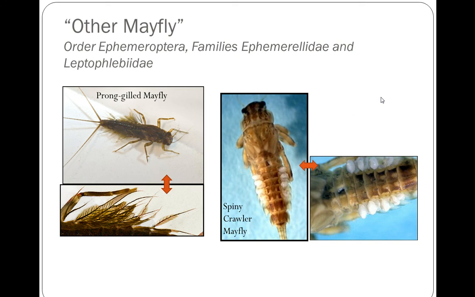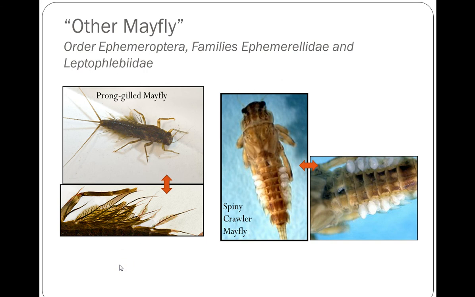To get to these guys, you have to say mouth parts are not visible from above. Then you go to the right on that key, and then you go down to where it says normal plate-like gills on the second abdominal segment, or no gills on the second abdominal segment, or forked gills. Both of these mayflies have forked gills or no gills on the second abdominal segment. So the spiny crawler, his gills don't start till back here. So the second abdominal segment, no gills. And then the prong-gilled mayfly does not have the plate-like gills on the second abdominal segment. He, in fact, has forked gills.